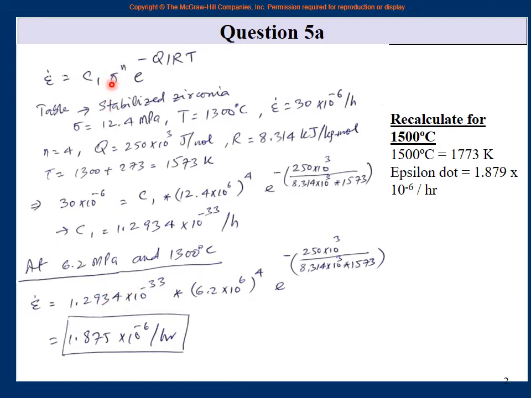Now this is the only new thing. Earlier your sigma was 12.4 megapascal. Now your sigma is 6.2 megapascal, so 6.2 into 10 raised to 6. The rest of the things are the same, right?